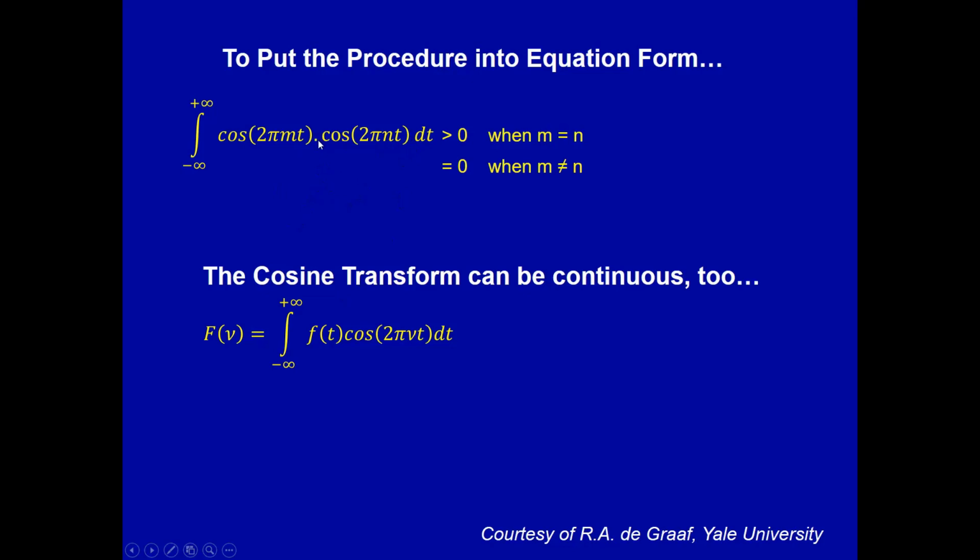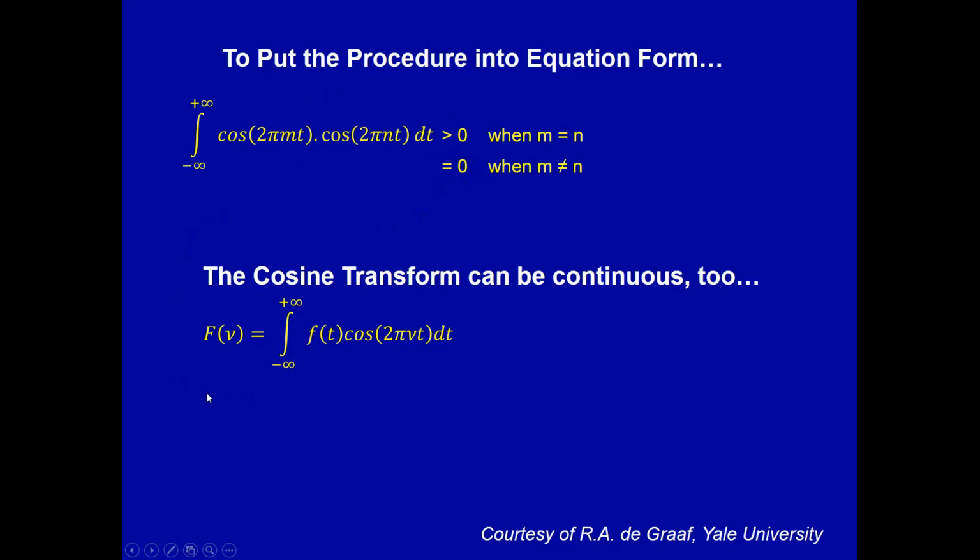This dot product means we are multiplying each time point together to get our result. So whenever, as we've just shown in that graph, n equals m, so the frequencies match, the integral is greater than 0. When m is not equal to n, the integral equals 0. So that means we get a spike at that frequency.